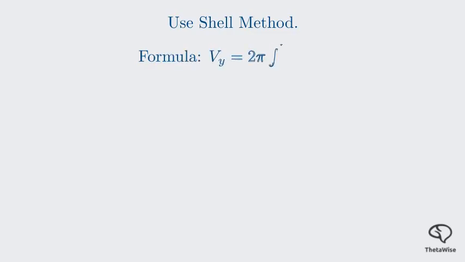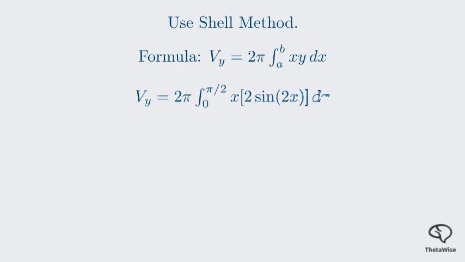We use the shell method formula, V sub y equals 2 pi times the integral of xy dx. Substituting y equals 2 sine 2x and our limits of integration 0 to pi over 2, we get 2 pi times the integral of x times 2 sine 2x dx. This simplifies to 4 pi times the integral of x sine 2x dx. This is an integral of a product of two functions, so we need to use integration by parts.